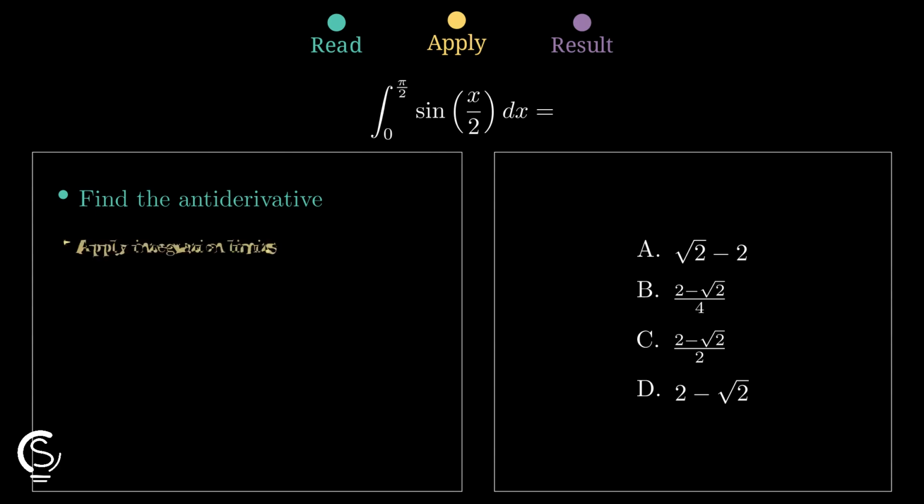Cosine of pi over 4 is root 2 over 2. Multiplying by negative 2 gives negative root 2 plus 2. Option D is correct.